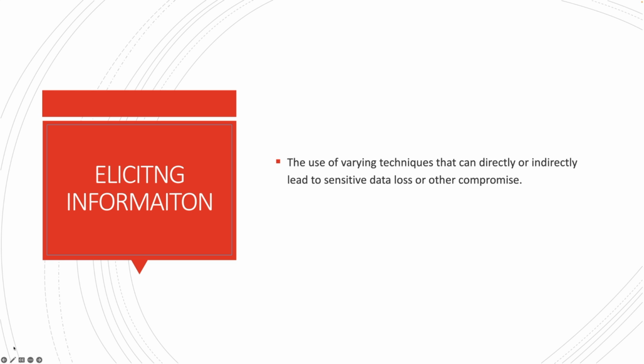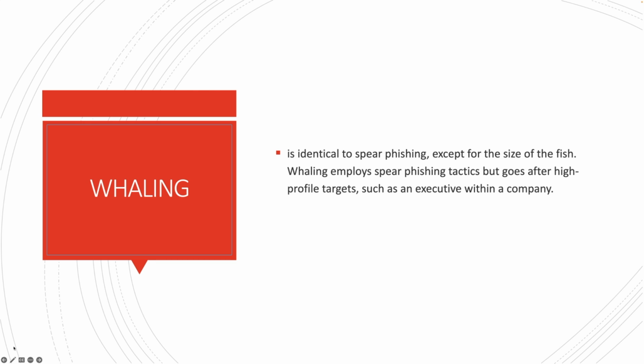Eliciting information. Eliciting information is the use of varying techniques that can directly or indirectly lead to sensitive data loss or other compromise. Whaling. Whaling is identical to spear phishing except for the size of the fish. Whaling employs spear phishing tactics but goes after high profile targets, such as an executive within a company.